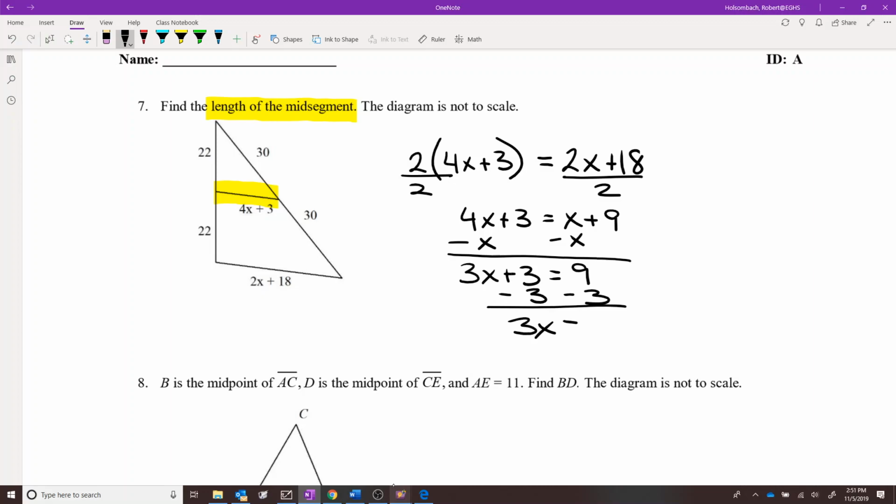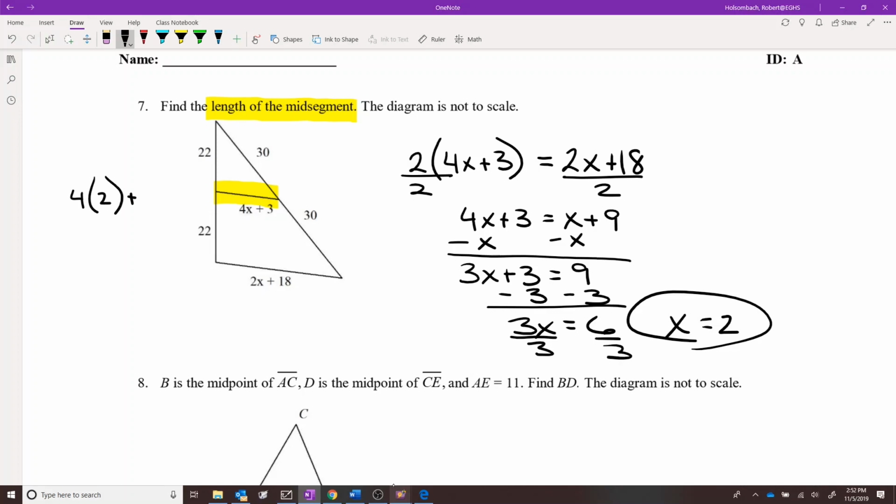Your 3x is equal to 6, and divide both sides by 3. So your x is equal to 2. If your x is equal to 2 and you need the length of the midsegment, you have to substitute. So you take 4 times 2 plus 3, which is 8 plus 3. So the length of your midsegment is 11 units.